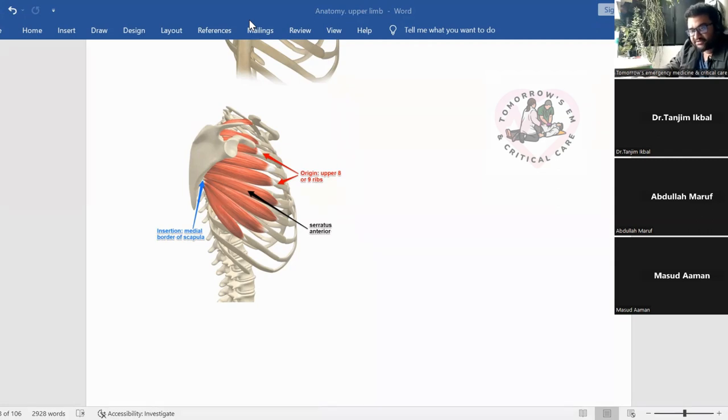Other causes are penetrating injury, for example someone pushing a knife here, or injury at the root of the axilla. Another cause may be iatrogenic. So what is the most common iatrogenic cause of long thoracic nerve damage, or damage to the nerve to serratus anterior?